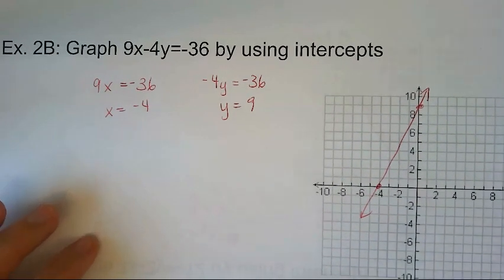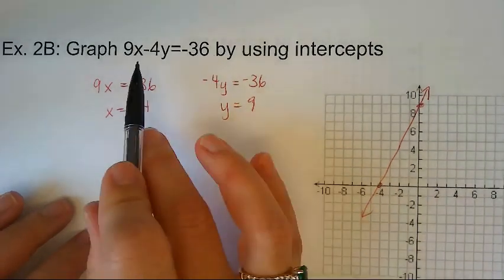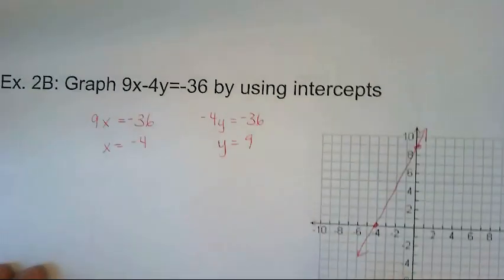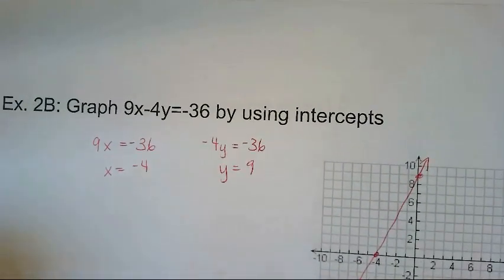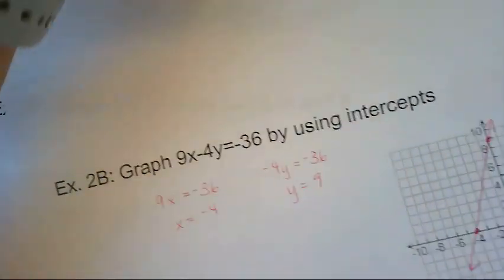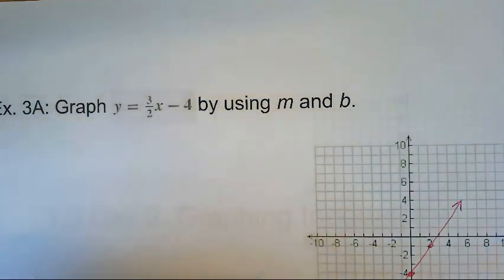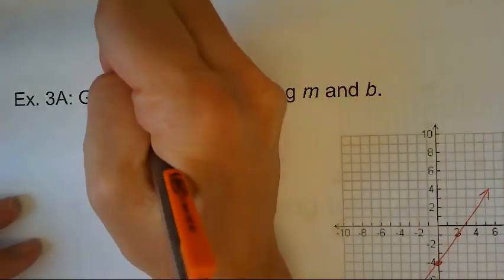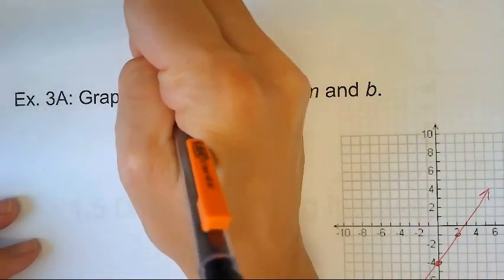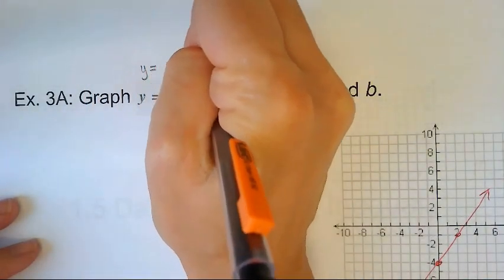I like that method as long as it's in standard form. It's very easy to use. Otherwise, I typically will usually just graph in slope-intercept form, which is what we're going to do next. So if I'm in slope-intercept form, that means it has to be solved for y. So y equals mx plus b.